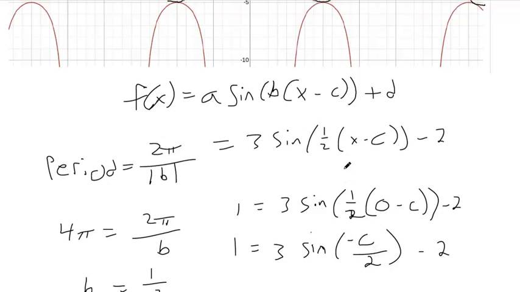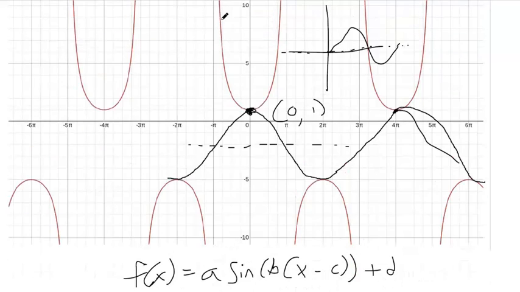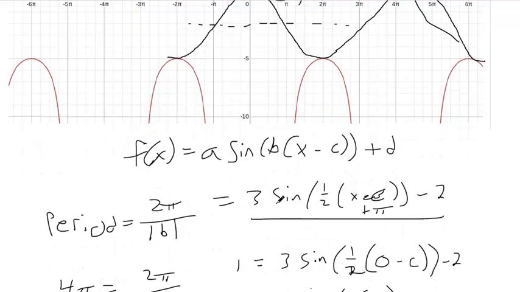So our final answer is this, except minus negative pi, so we could say plus pi here. And that is the sine wave. The final answer for the cosecant function that will make the red curve is 3 cosecant 1/2 parentheses x plus pi, and parentheses minus 2.